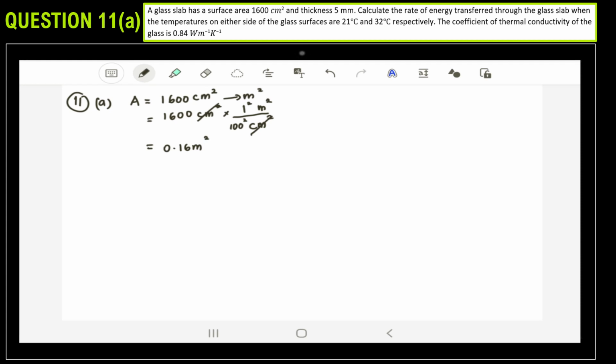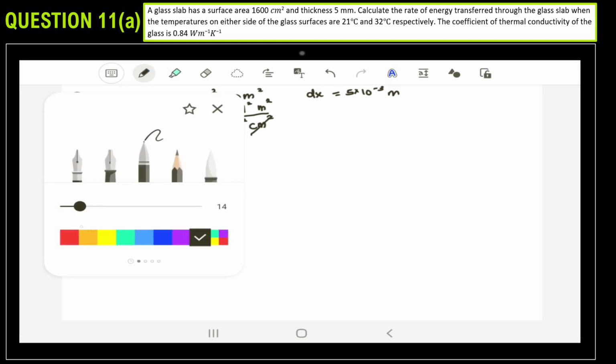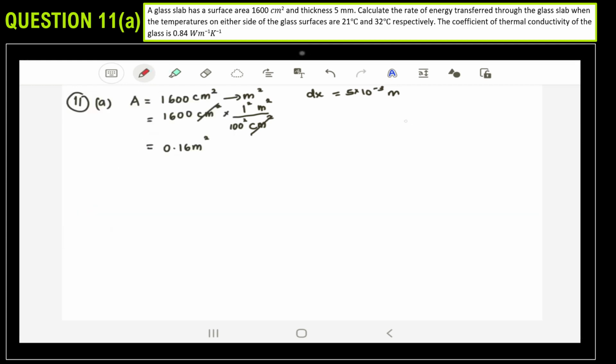Okay, and given that the thickness of the glass slab is 5 millimeter, so dx is equal to 5 millimeter, milli is negative 3 meter. So let's say the diagram is like this. Let's say this is the glass slab.